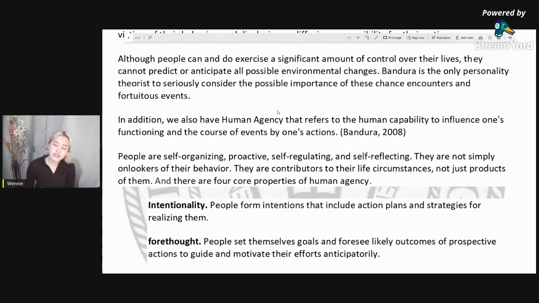Other than that, we have the forethought. So people set themselves goals and foresee likely outcomes of the prospective actions to guide and motivate their efforts anticipatorily. So people that possess forethought set goals to anticipate likely outcomes of their action and to select behaviors that will produce desired outcomes and avoid undesirable ones.